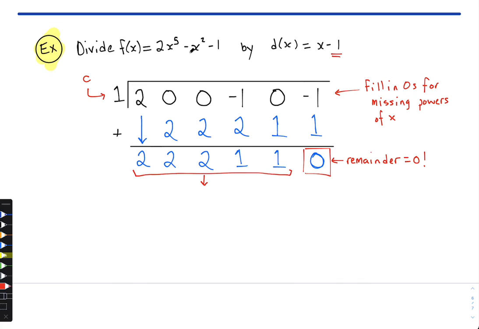So my question started with x to the 5th, and so I should assume that my answer is going to start with x to the 4th, and I'll have an x to the 3rd, an x squared, an x, and a constant. So what are the coefficients here? Our first coefficient is 2, so 2x to the 4th plus 2x cubed plus 2x squared plus 1x, I'll leave it as x, plus 1. And that is my answer.